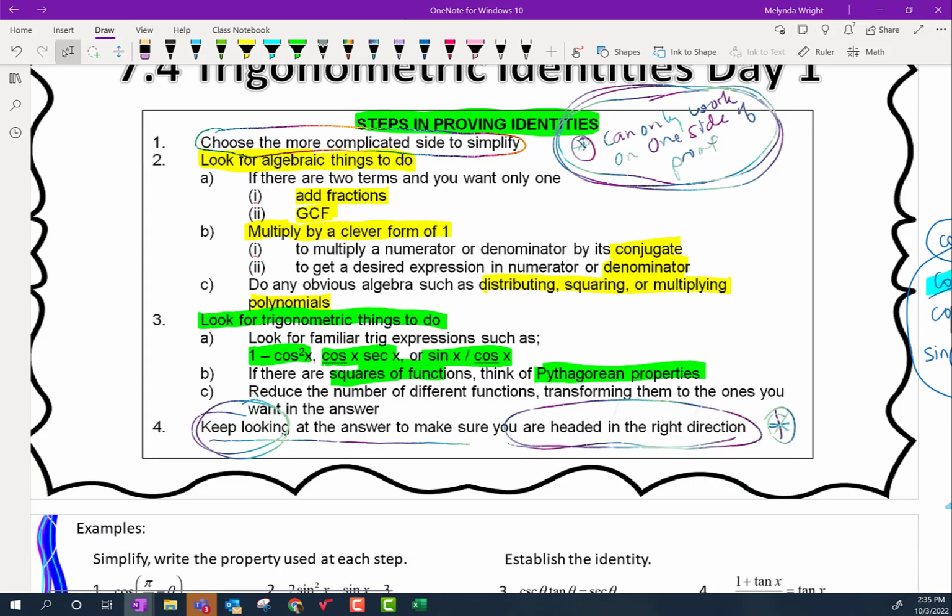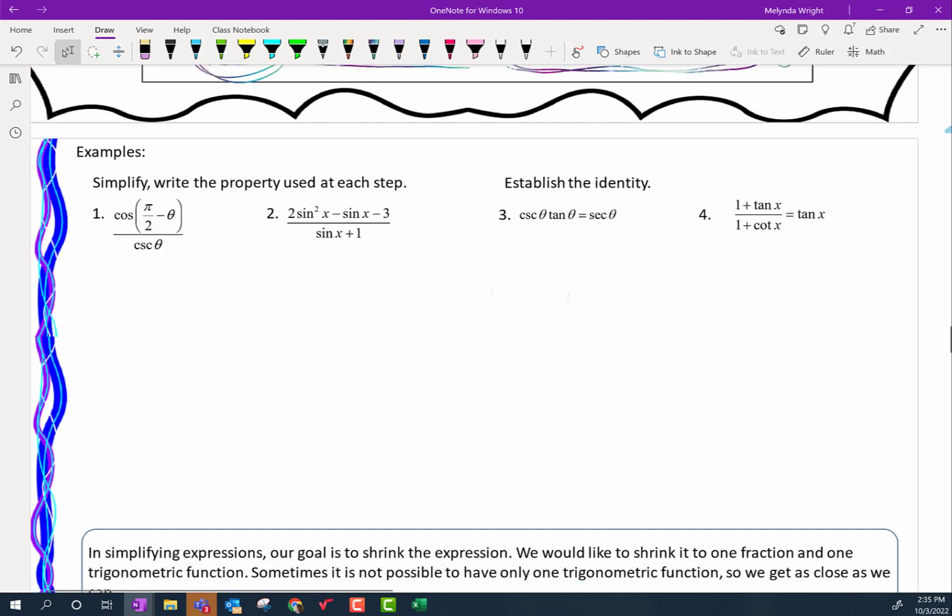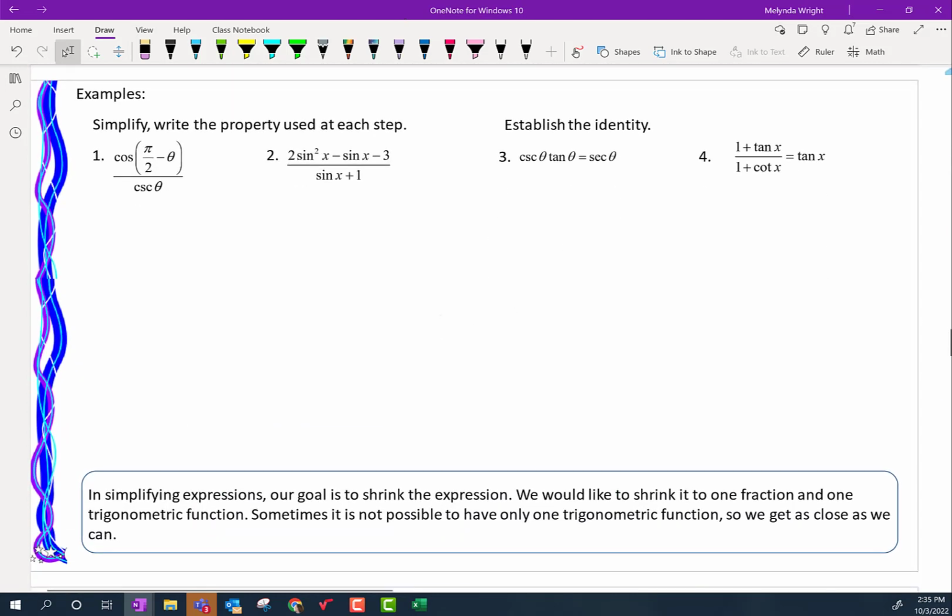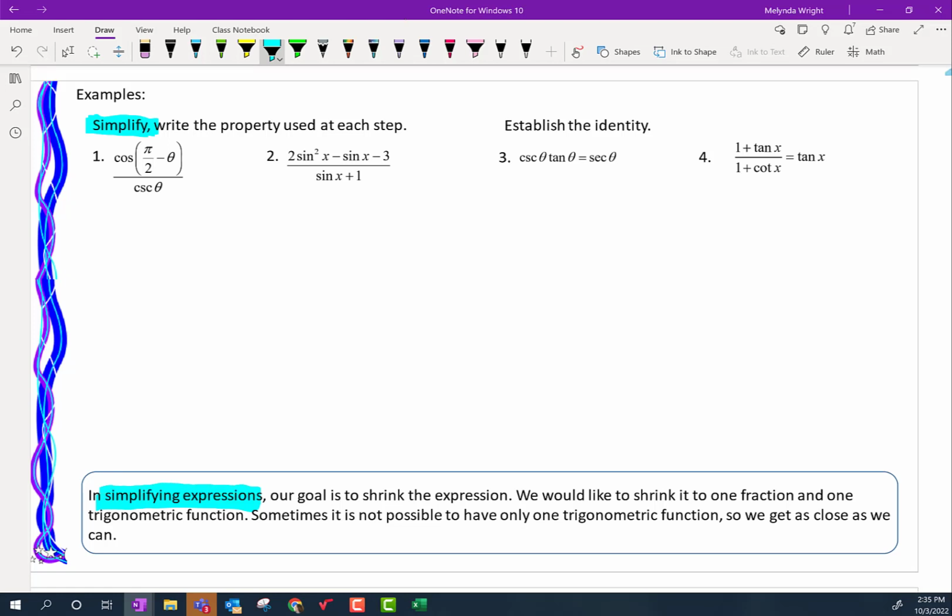All right, so let's go to the next page. We're going to do a couple of simplification things. So this is another concept that we need to be aware of. Simplifying. I wrote it down here, what our guideline is. Sometimes I think simplifying is harder than proofs because we don't really know where we're going. What is our goal? Our goal is to shrink the expression. We want to make it as small as possible.